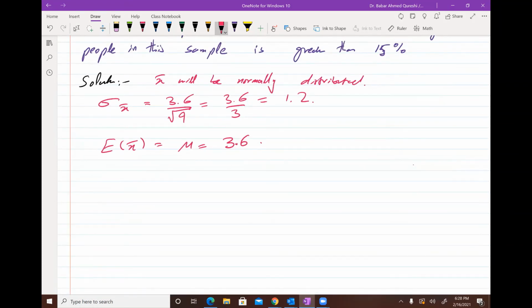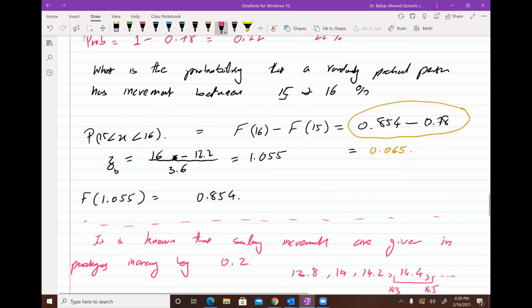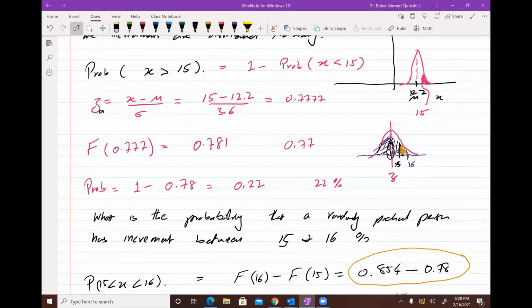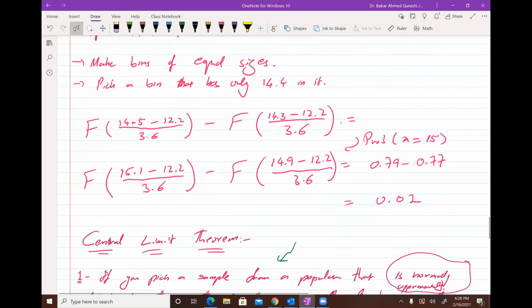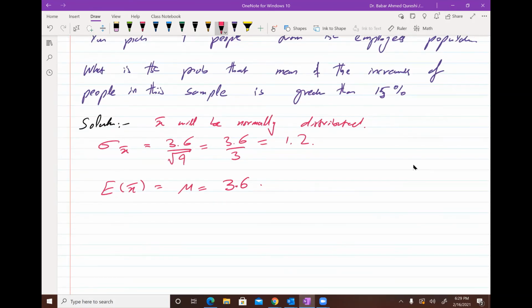Sir, how did you get 3.6? Because I'm using the same population. It's the continuation of the same problem. We were given that in this company, if I count the increments of everyone, their average is 12.2, and the standard deviation was 3.6. This was given to me.